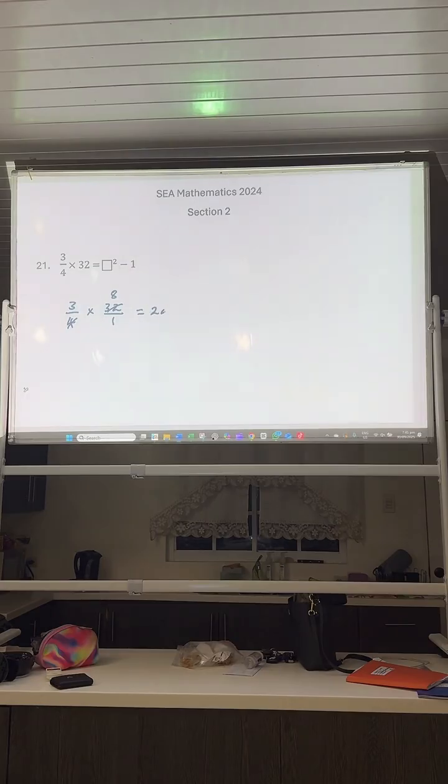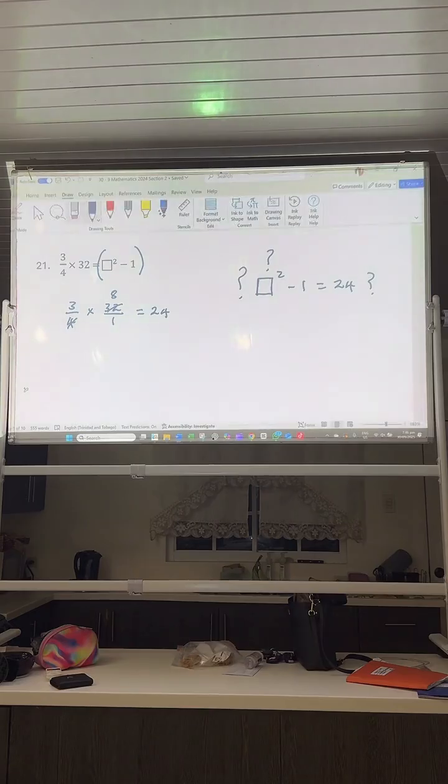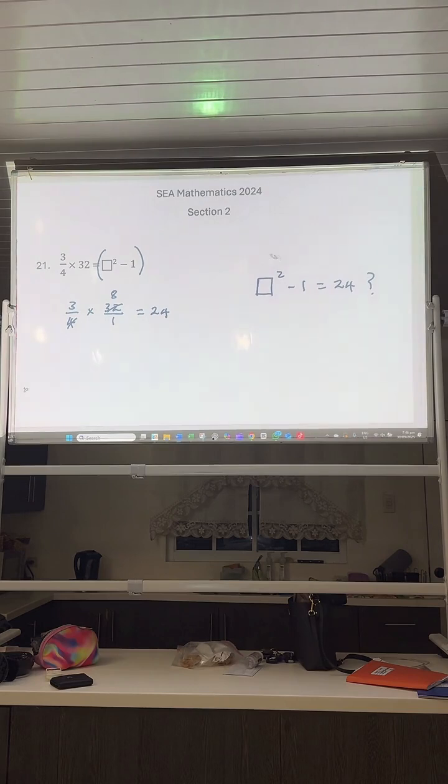24. Excellent. So in other words, this unknown box, whatever that is, minus 1 will give us 24. Okay? So I'm going to write it on the side. You have box squared minus 1 supposed to give us 24. Everybody clear here? What is this box? Alright? So how we do it in high school, and how you all can do it also, is you carry that 1 to the right and do the opposite of minus. What is the opposite of minus, guys? Anybody?